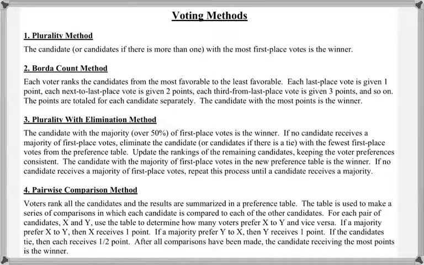For each pair of candidates, X and Y, use the table to determine how many voters prefer X to Y, and vice versa. If a majority prefer X to Y, then X receives 1 point. If a majority prefer Y to X, then Y receives 1 point. If the candidates tie, then each receives 1/2 of a point. After all comparisons have been made, the candidate receiving the most points is the winner.